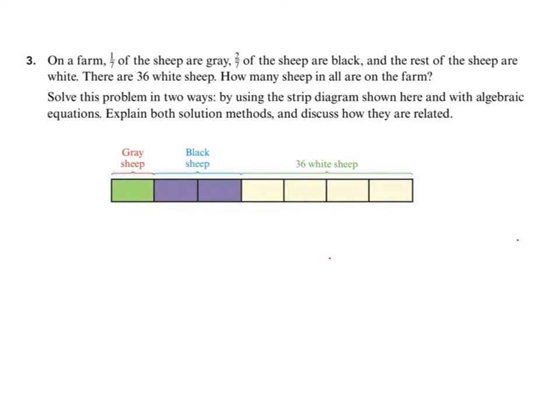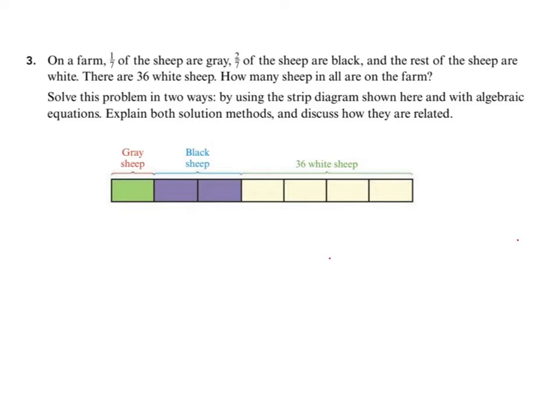On a farm, 1/7 of the sheep are gray. 2/7 of the sheep are black, and the rest of the sheep are white. There are 36 white sheep. How many sheep in all are on the farm? Solve this problem in two ways, by using the strip diagram shown here and with algebraic equations. Explain both solution methods and discuss how they are related.